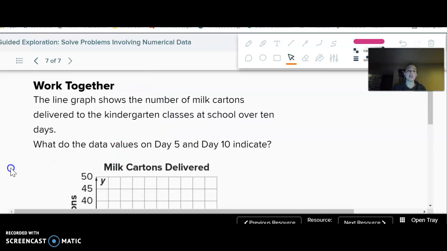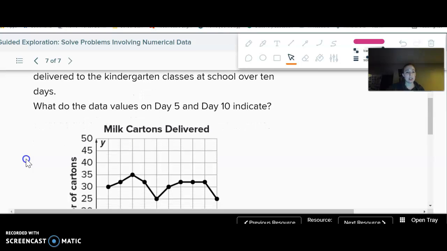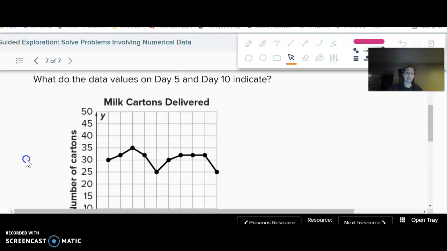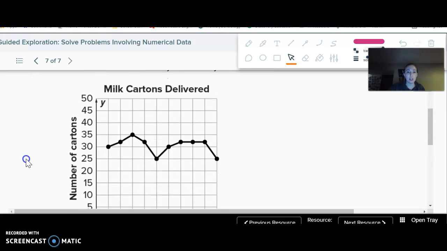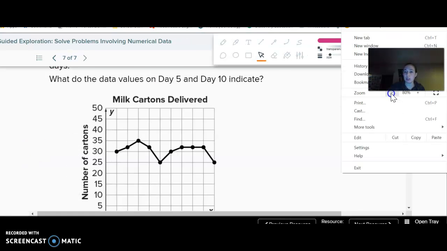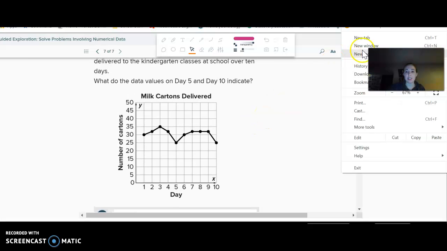So this line graph shows the number of milk cartons delivered to the kindergarten classes at school over 10 days. What do the data values on day 5 and day 10 indicate? I want you to read the different choices and pick which one feels the best. I'm going to go ahead and zoom out so you can see the question and the whole graph at the same time. So what do the data values indicate?